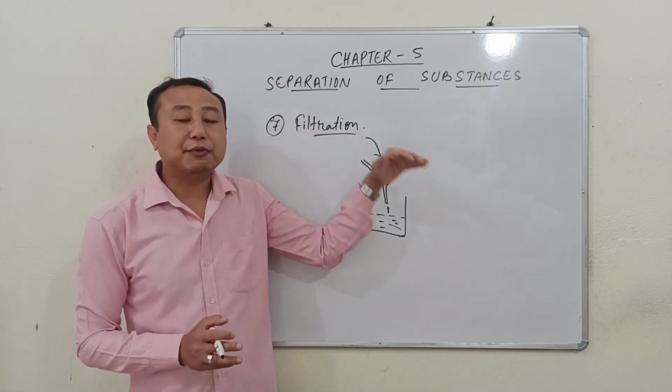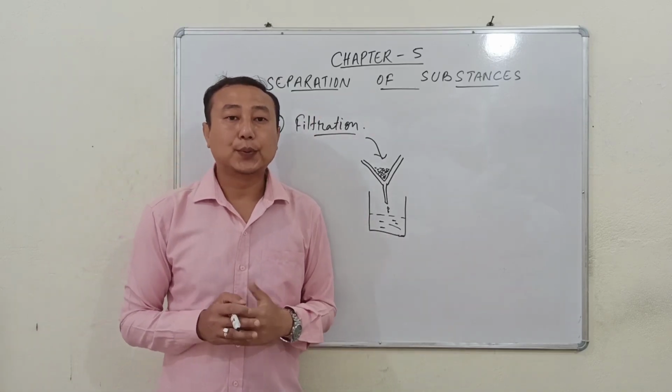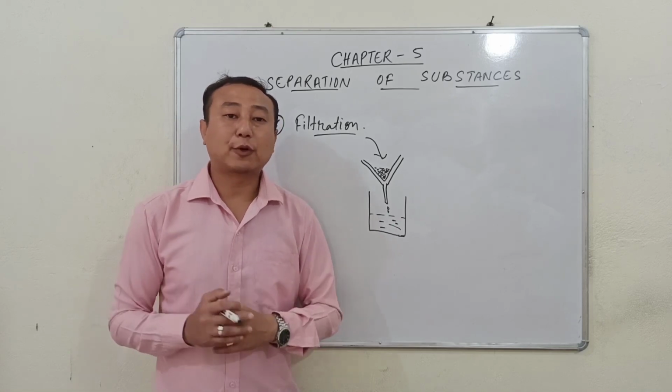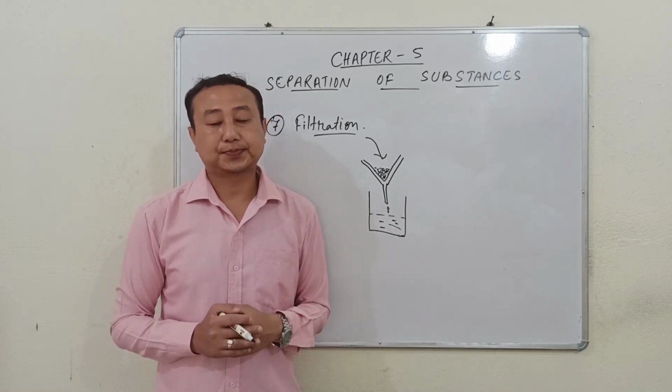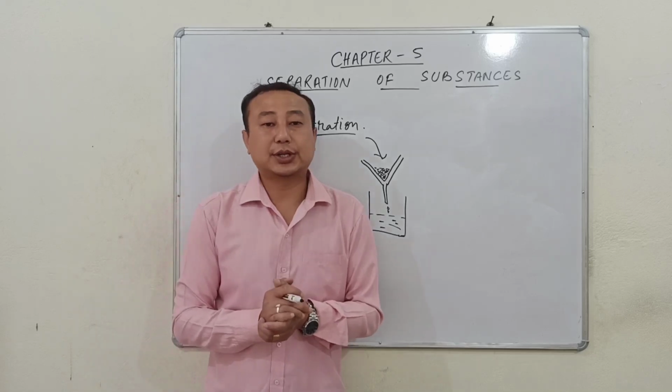So all these 7 different processes that we discussed today, we use in our day-to-day life for performing different types of activities. So these are the things that we studied today.